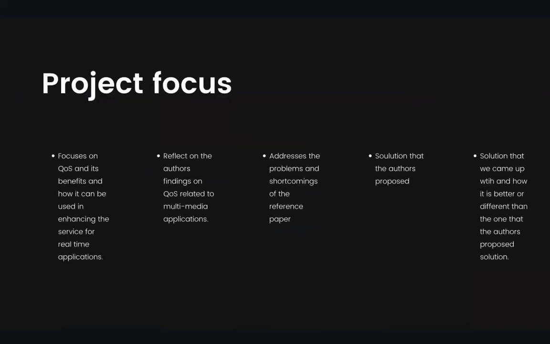So in this video, we'll be mainly focusing on quality of service, its benefits, and how it can enhance the service for real-time application networks. We will focus on the article, Dynamic Adaptation Policy to Improve Quality of Service in Real Time. So in this article, we'll be reflecting on the findings regarding the topic. The main goal of this research project is to build upon and improve the findings reported in the reference paper by the authors by addressing the difficulties related to quality of service in computer networks.